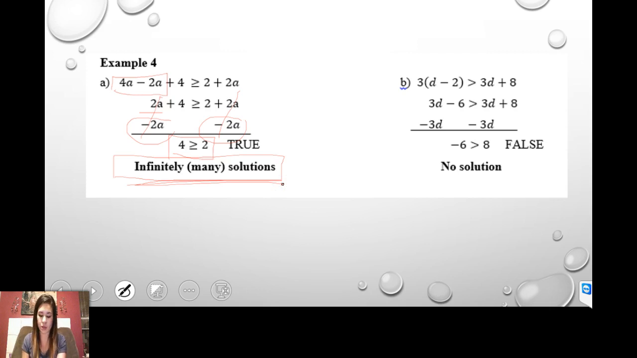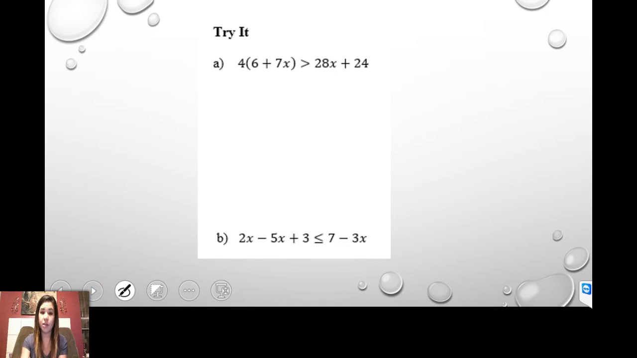In the second one, there is another special case, which is there is no solution. If we distribute, we're left with 3d minus 6 and then 3d plus 8. Well, right off the bat, I'm seeing that something's going to happen here because I take away 3d and look what happens. Is negative 6 bigger than 8? No, this is a false statement. Therefore, if I get something that is not true, just like when we had equations, we say that it is a no solution. Go ahead and try these two and see if you get any special cases.